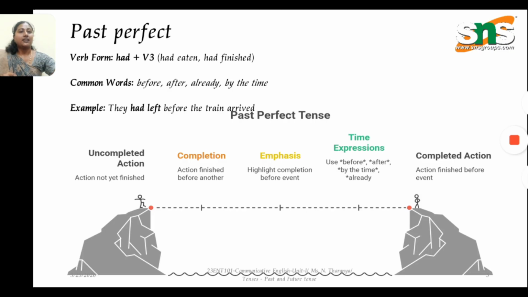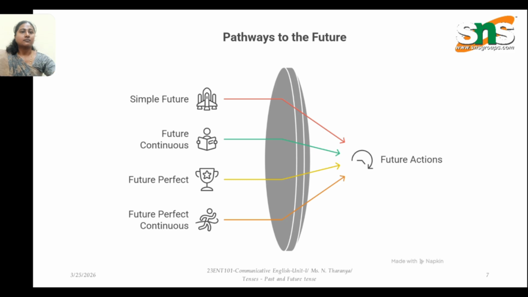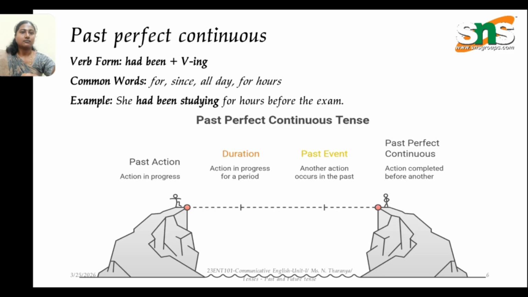So the next one is past perfect continuous. The verb form for past perfect continuous is had been plus verb plus ing. For the perfect we are using had, and for continuous we are using ing. So what is the purpose of been? Because it is in past, something is happening, continuing till now. For that we are using the word been.